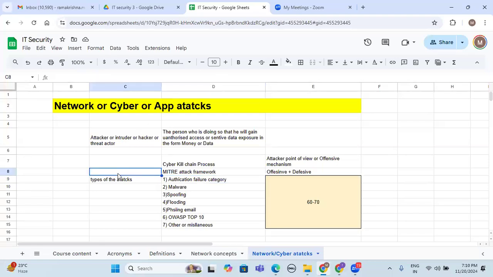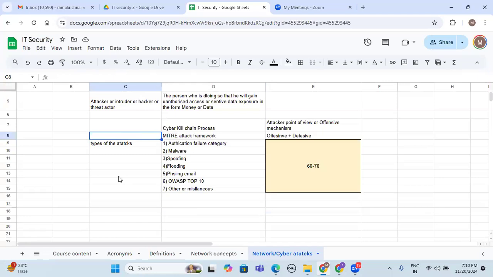So we started network and cyber and also application attacks in the last class. We started initially with the cyber kill chain process and also the MITRE ATT&CK framework. In today's class, I'm going to explain the cyber kill chain process. If time permits, I will go with the MITRE ATT&CK framework as well. As I said in yesterday's class itself, it is one of the hot topics at the time of the interview. Today's interview question is from NTT Data and also TCS.